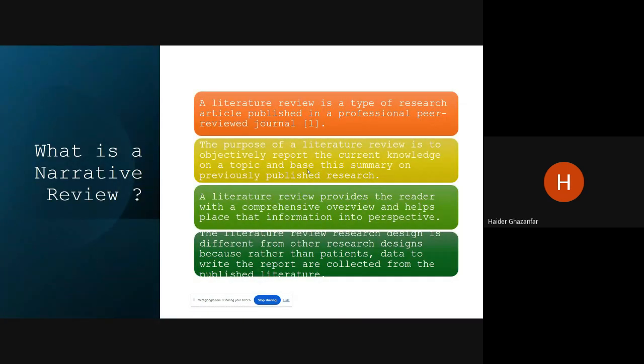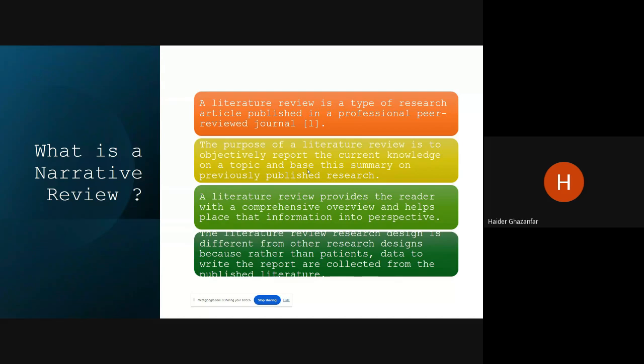So what is a narrative review? A literature review is a type of research article published in a professional peer-reviewed journal. The purpose of the literature review is to summarize the knowledge on the current topic, and then the author gives a summary on a specific part of that topic. The purpose is to provide the reader with a comprehensive overview and put all the information into the perspective the reader wants to see.